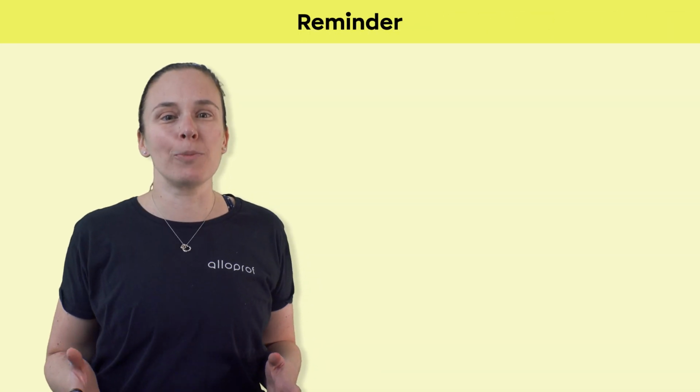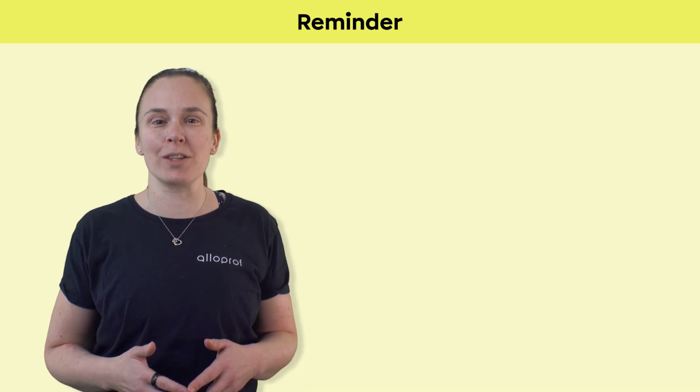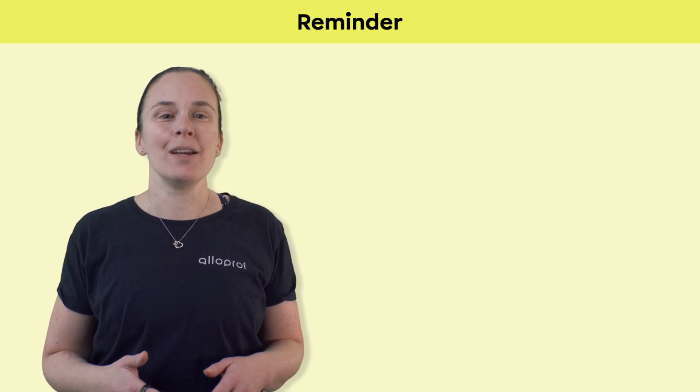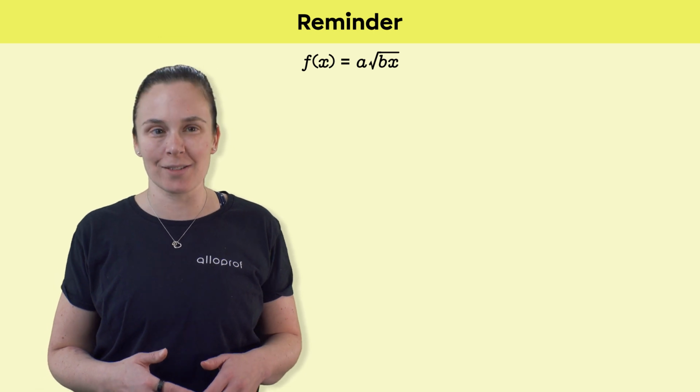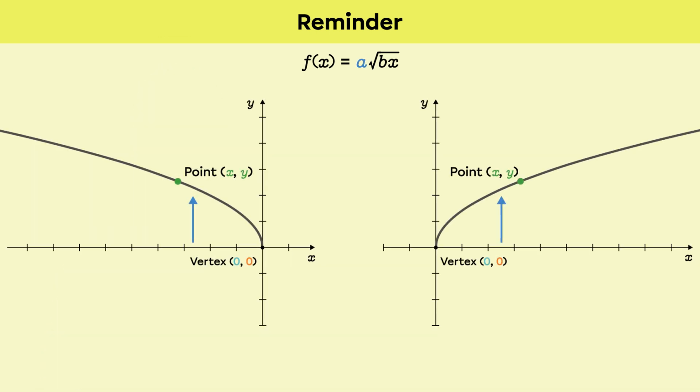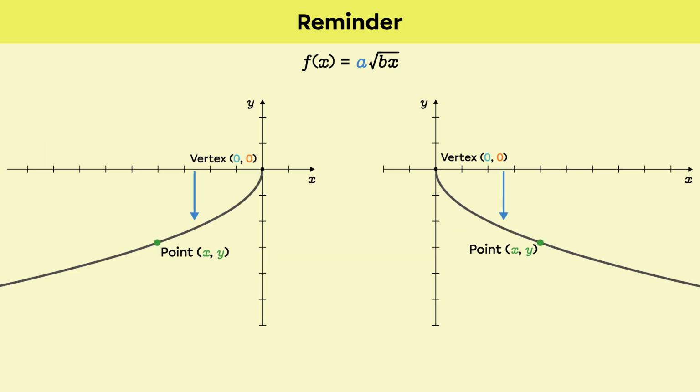The simplified form of the rule of a square root function with its vertex at the origin is f of x equals a multiplied by the square root of b times x. If the function is defined above its vertex, meaning that all of its points have a y-coordinate greater than 0, then parameter a is positive. If the function is defined below its vertex, in other words, all of its points have y-coordinates that are less than 0, then parameter a is negative.